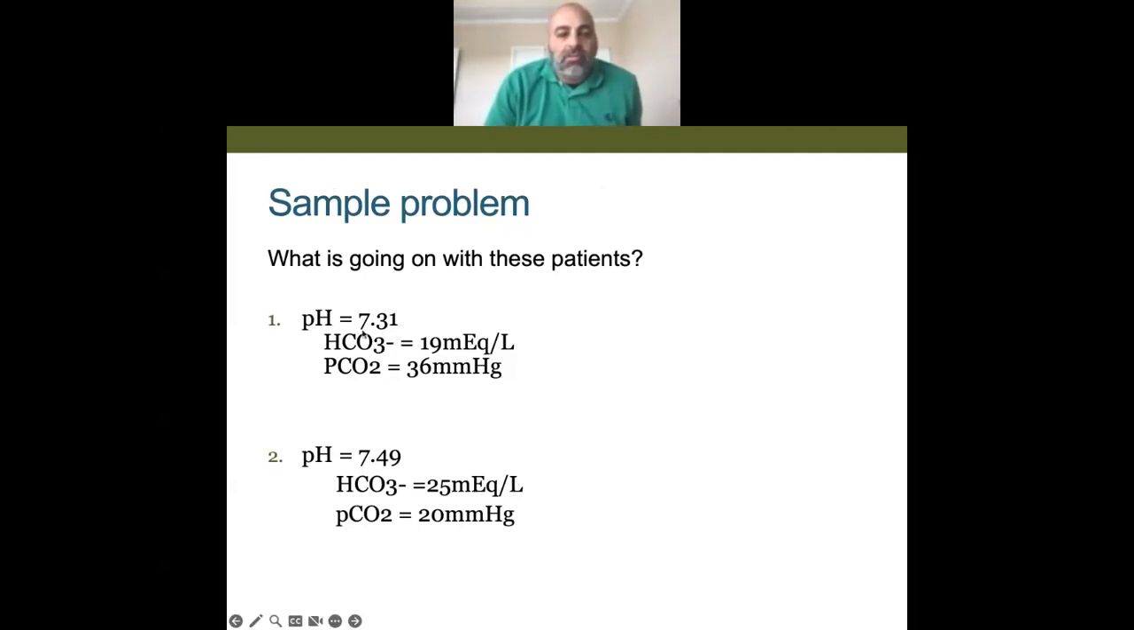So pH of 7.31, acidosis or alkalosis? Acidosis. Now we look at bicarb. Is it below 24? Yes. So they have metabolic acidosis, and then we look at PCO2. Is it less than 40? Yes. So it's less than 40. So they have a respiratory compensation on top of that.